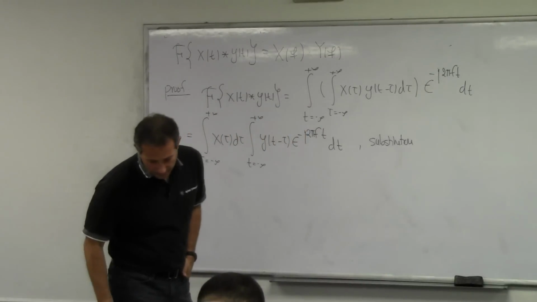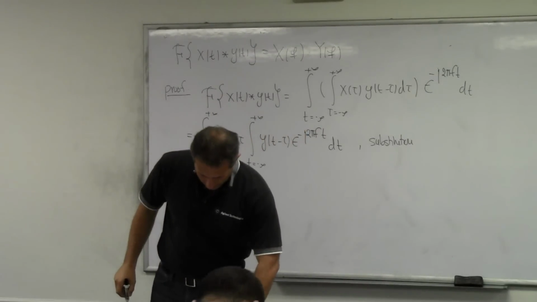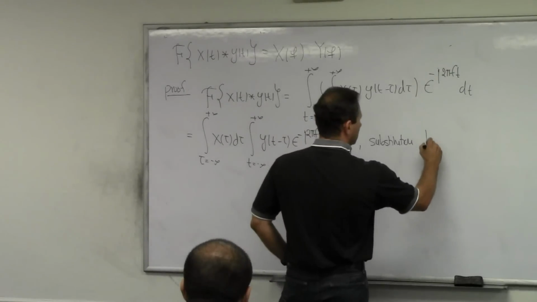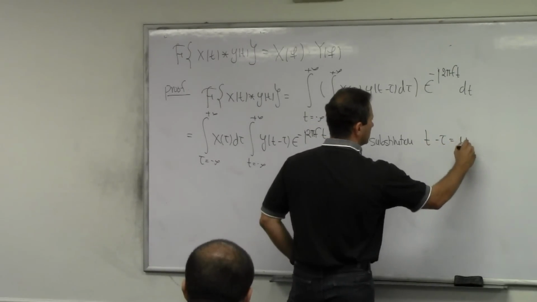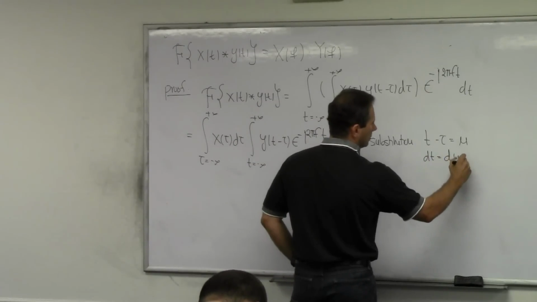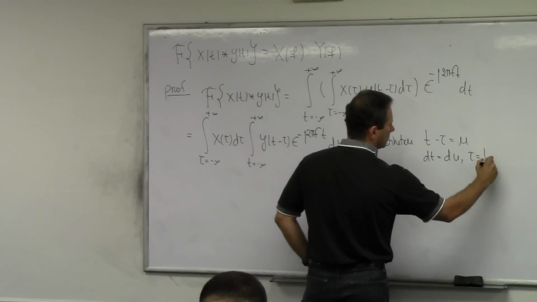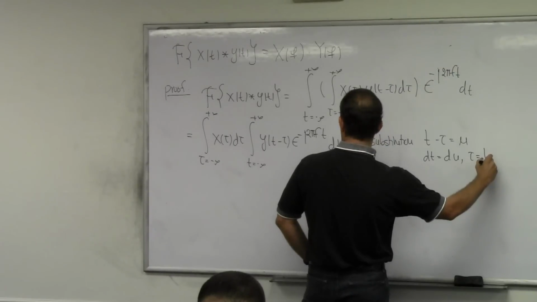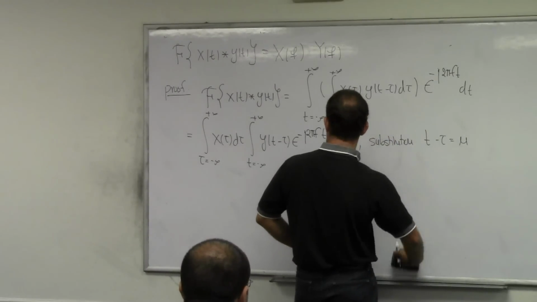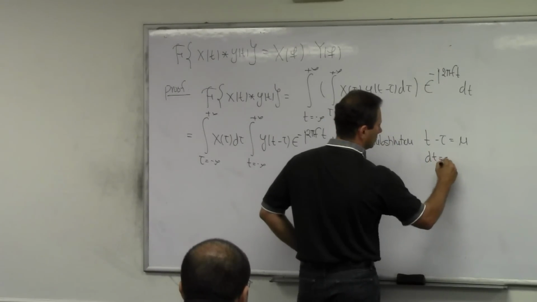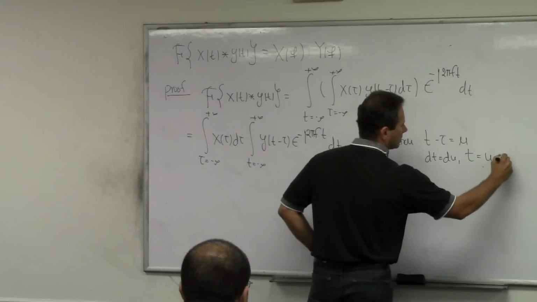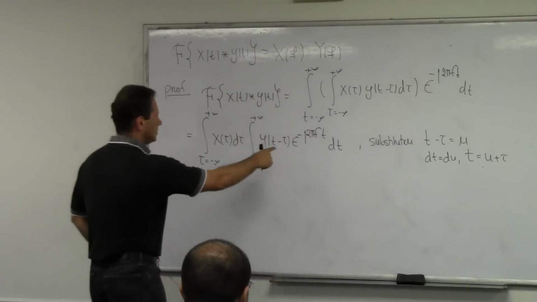Let's see what letter I picked. I picked u. So t minus tau, I'm going to call this u. Obviously, dt is equal to du. And then tau is going to be equal to t. Oh, actually, I need t right here. So dt is equal to du, and t is equal to u plus tau. So let's substitute that in here.